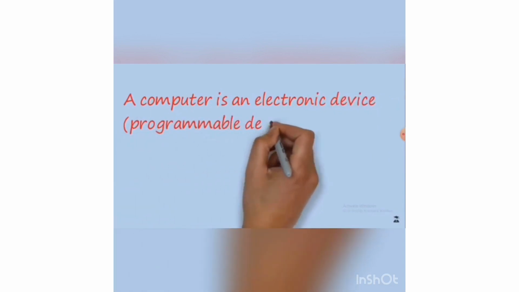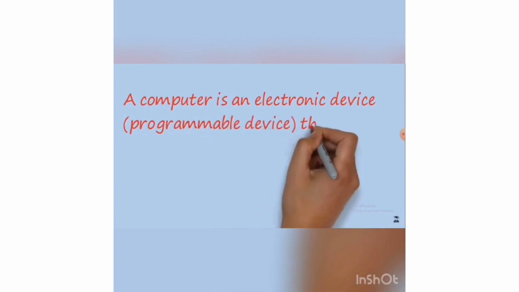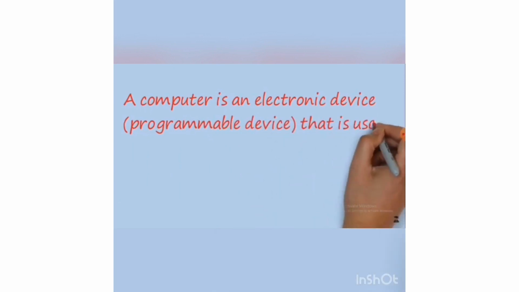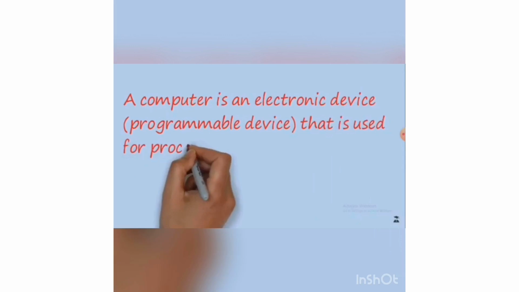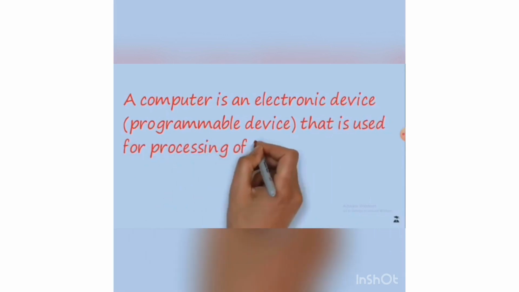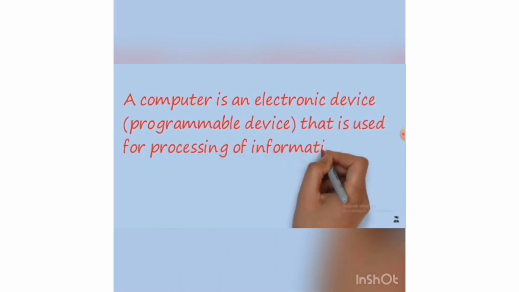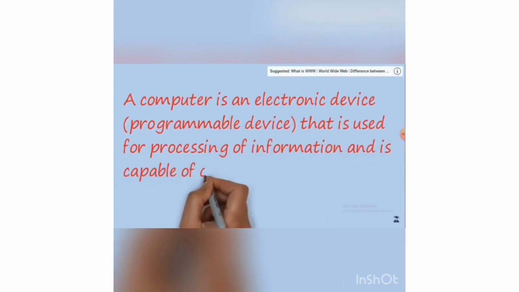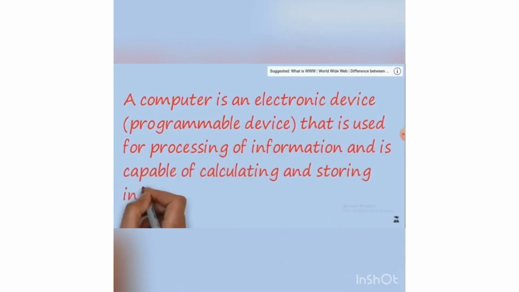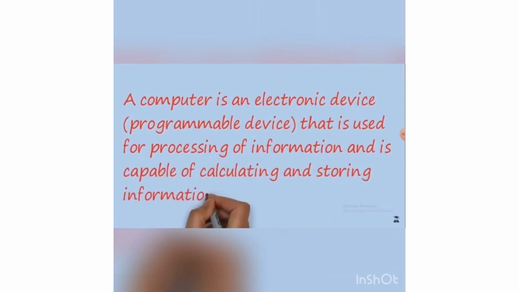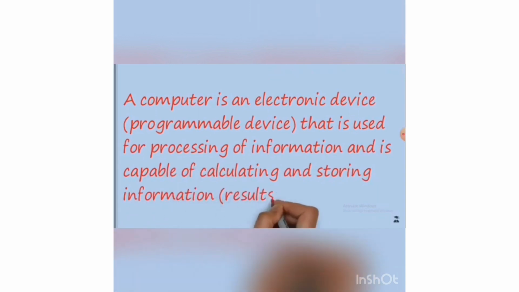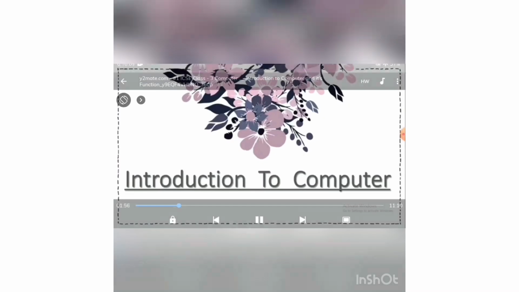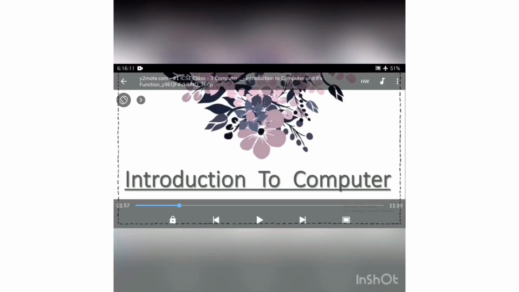And we can also say it is a programmable device. Why? Because it needs a program to run. It is used for processing of information, which means data, and is capable of calculating and storing information as a result. Before going to the next topic, you must know about data, information and computer.